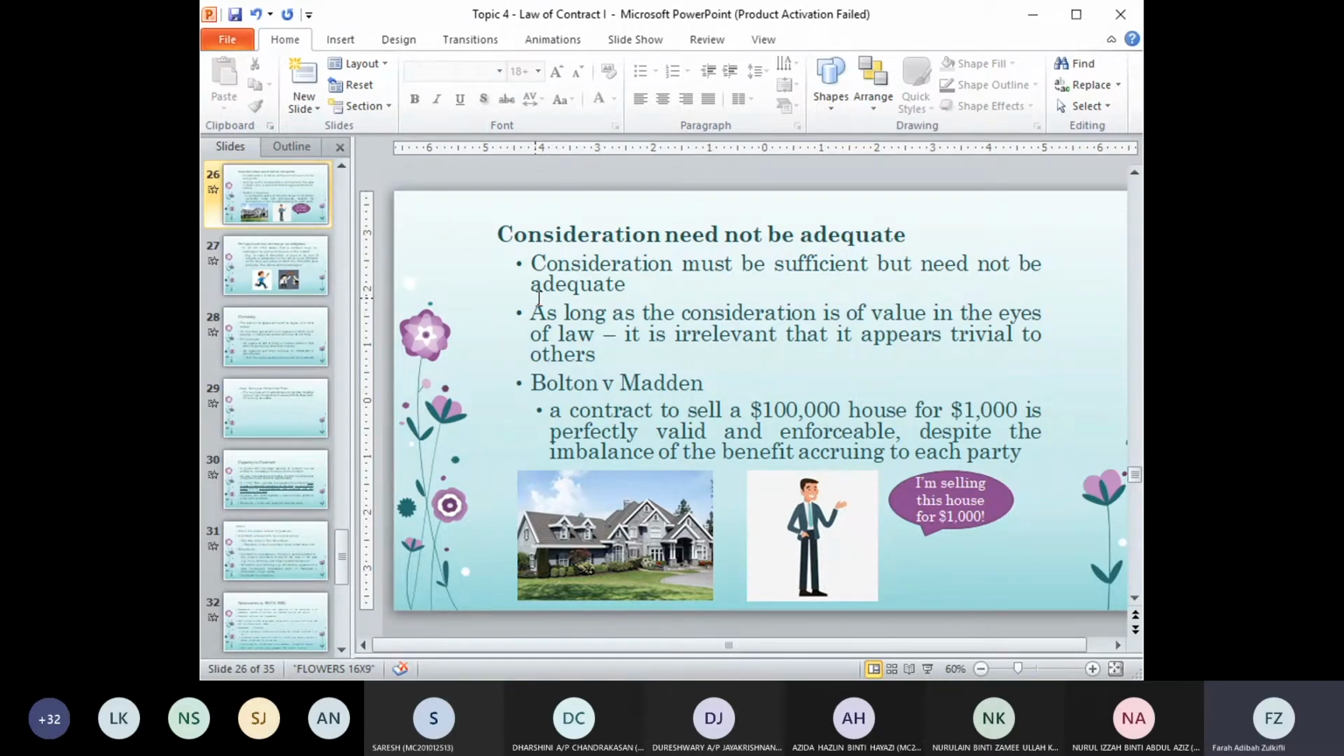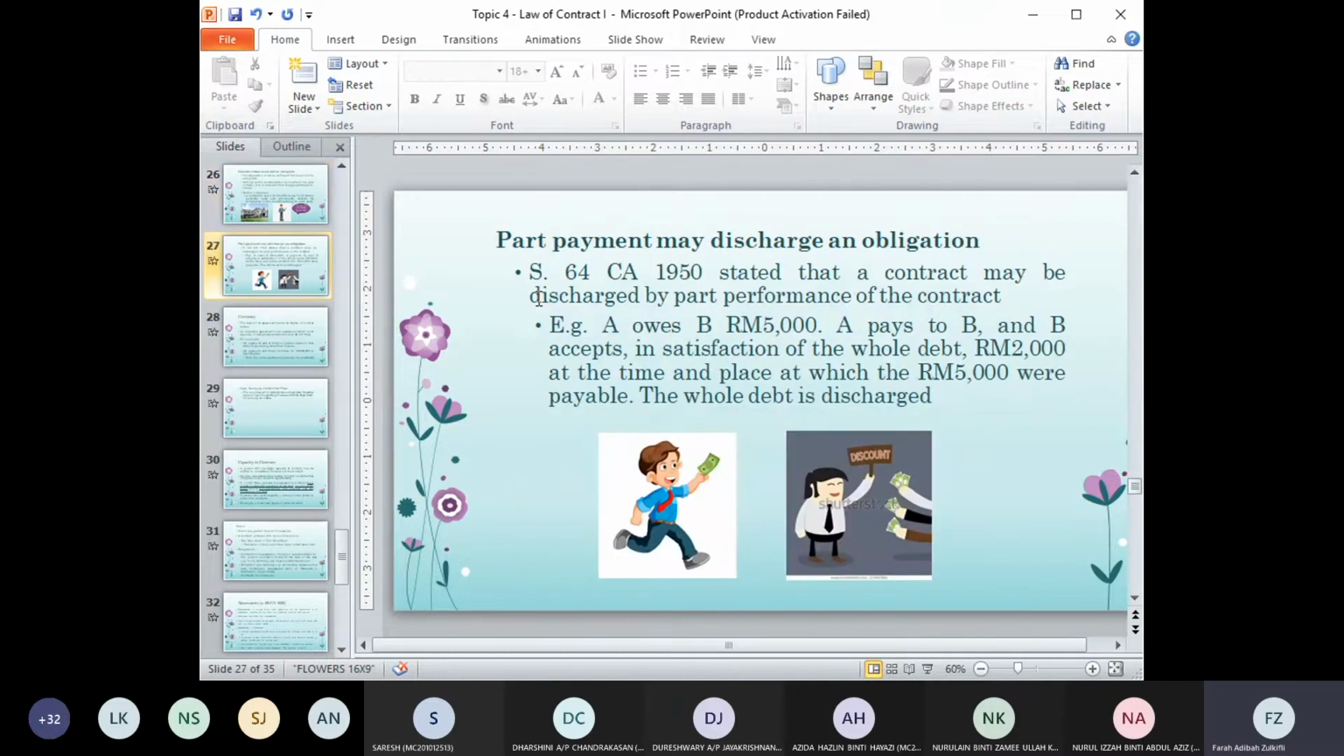They have the right to set the consideration at any value. Okay, so if you want to sell a $100,000 house for $1,000, it is still enforceable. It doesn't matter if the consideration is not adequate. Even if it is too cheap, or if it is too expensive, it doesn't matter because the consideration does not need to be adequate. And then the next one, part payment may also discharge an obligation.